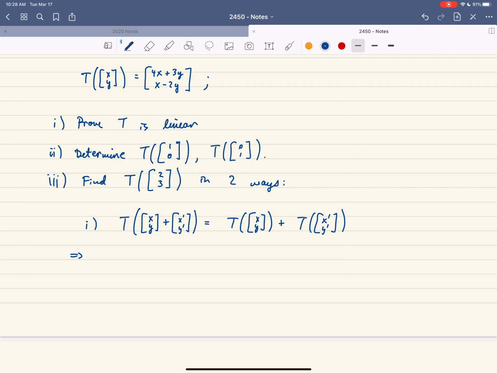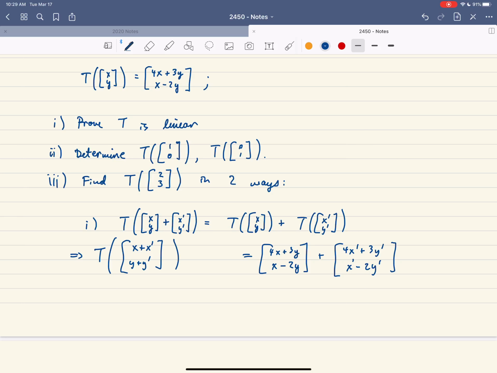So the right side is going to be T(x, y). We can just literally copy what we have here. T(x, y) is going to be 4x plus 3y, then the second entry is x minus 2y. T(x', y') is going to be 4x' plus 3y', and then the second entry will be x' minus 2y'. On the left side, I'm going to take the two vectors that are inside our linear transformation and add them up. This is (x plus x', y plus y').